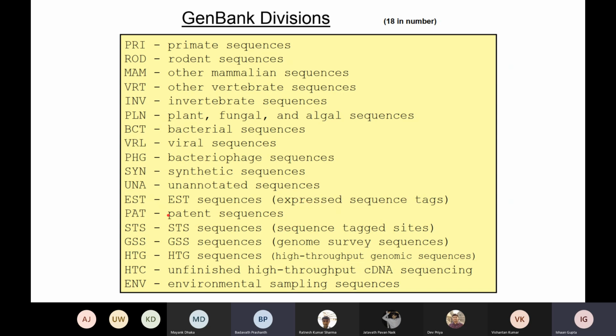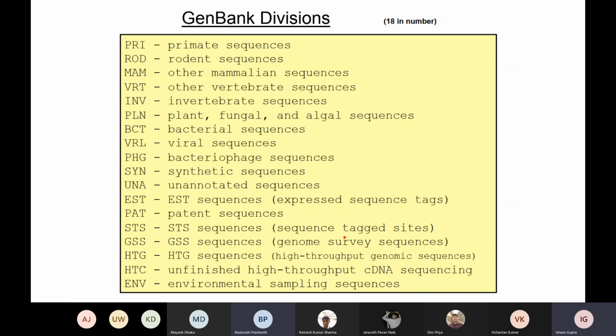There used to be something called patent sequences, where people were able to patent genes initially. This is a very interesting story. When the human genome was being sequenced, there was a private company called Celera Genomics. We're going to talk about it in the next class. They tried to sequence a few genes and tried to patent a few genes. The patents were initially granted, but then they were subsequently taken away.